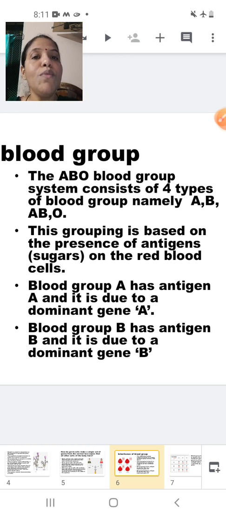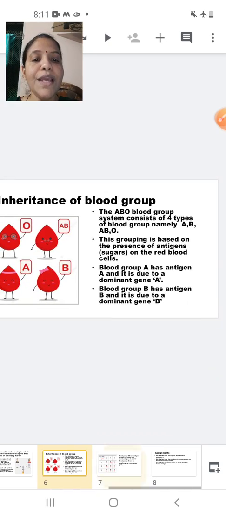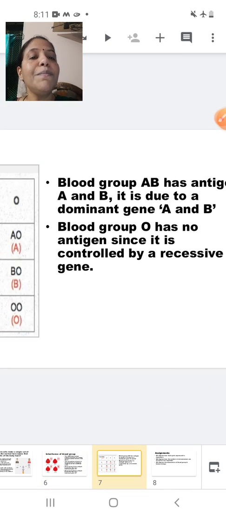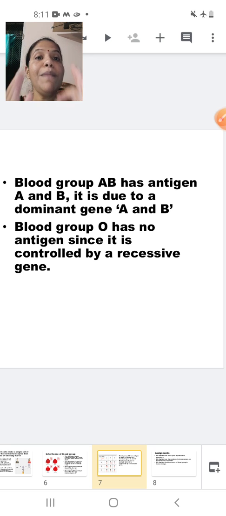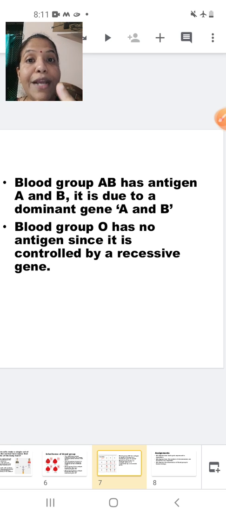Okay, now let's move over to the next slide. Now in the next slide, that is blood group AB. The blood group AB has antigen A and B. If it is having antigen A and B, it is due to the 2 dominant genes A and B. Now let's look into the blood group O.